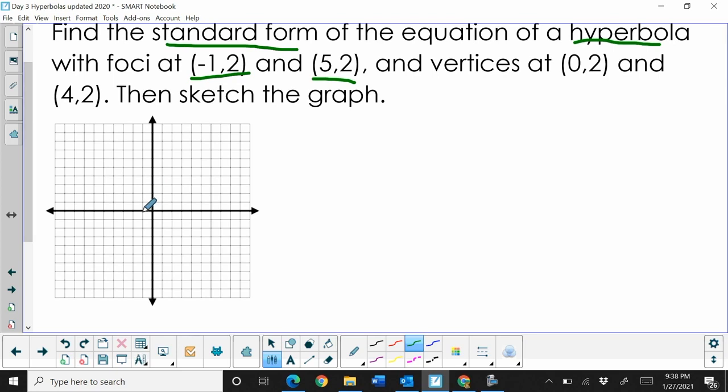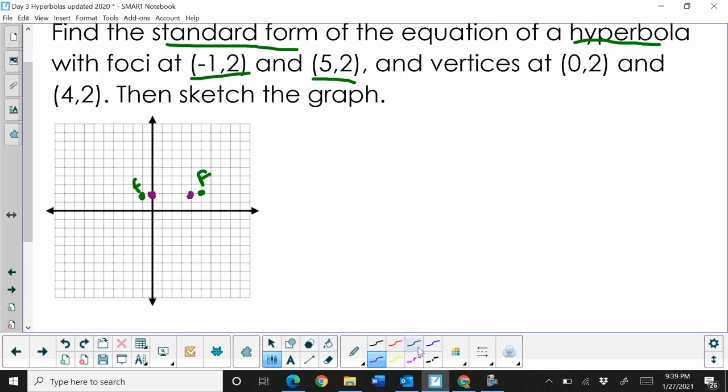So (-5, 2), that is a foci. And then (5, 2), 1, 2, 3, 4, 5, 2, that's the other foci. So that means our transverse axis will be horizontal, and it's going to face left and right. We have a vertex at (0, 2). There's one vertex. And at (4, 2). Okay, so that's where our curve is going to be drawn through.